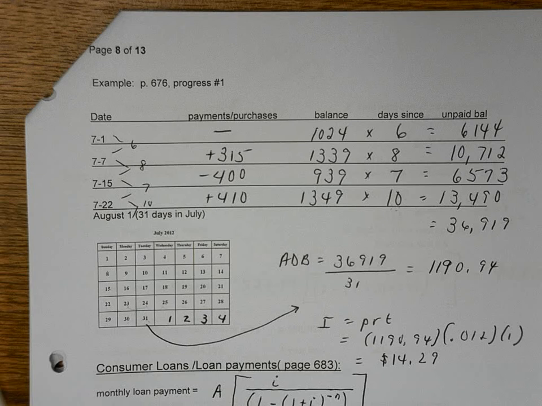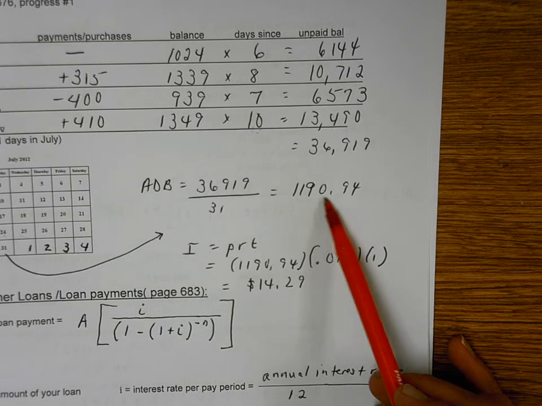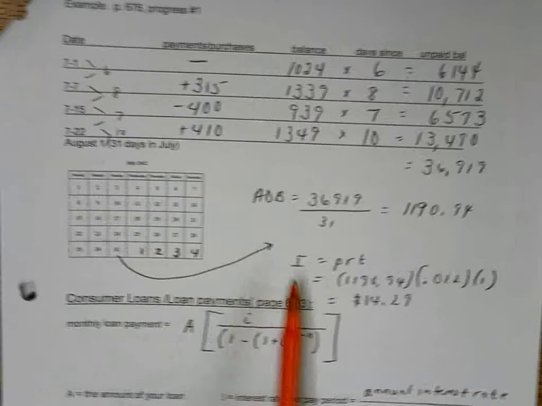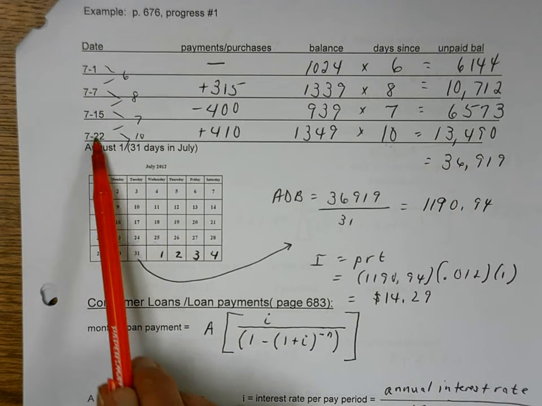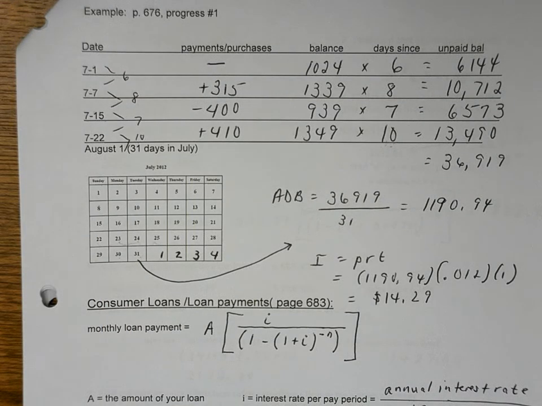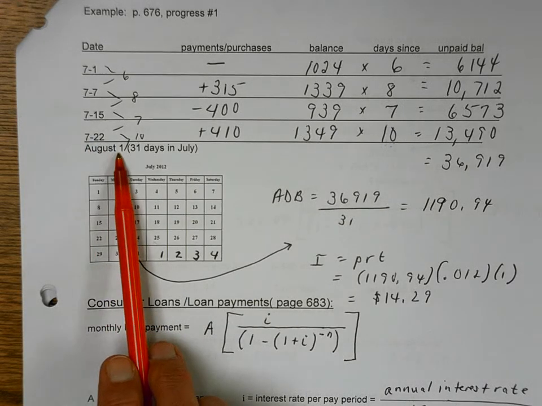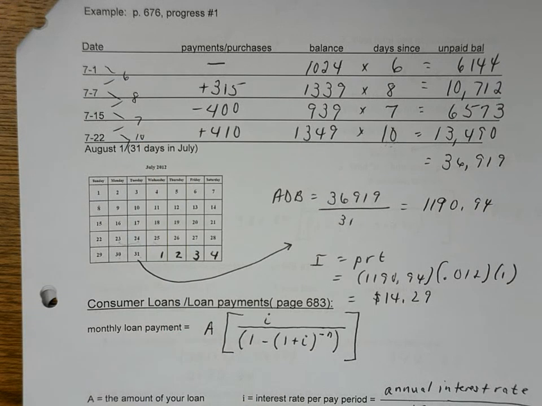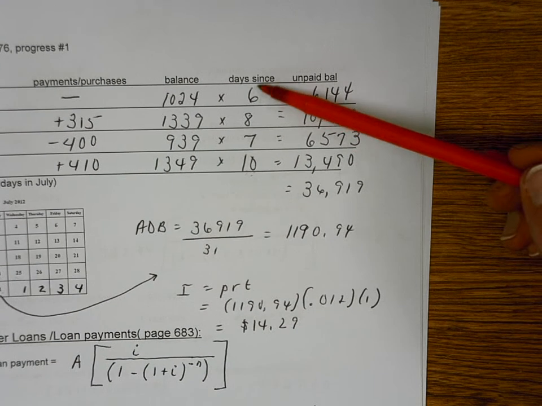Okay, let's take a peek. How'd you do? Your ADB is right here. Now, if you're totally off, I know what happened. You probably didn't have 10 right here. So be careful here, because from the 22nd to August 1st, 10 days go by. So look at a calendar, okay? Take a peek, make sure all these are right, and you multiply.